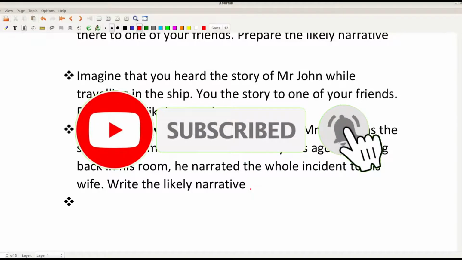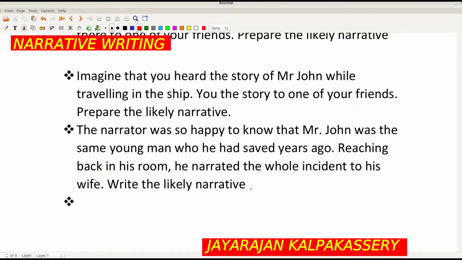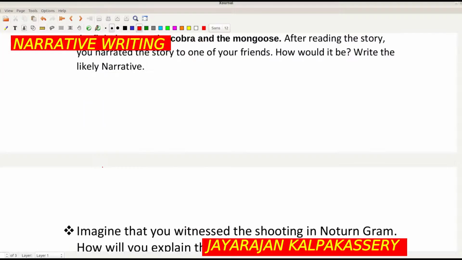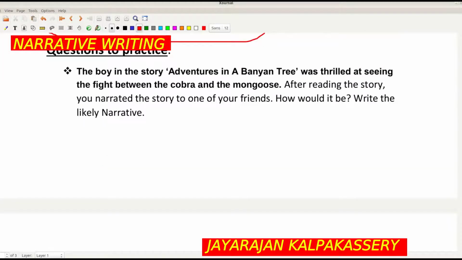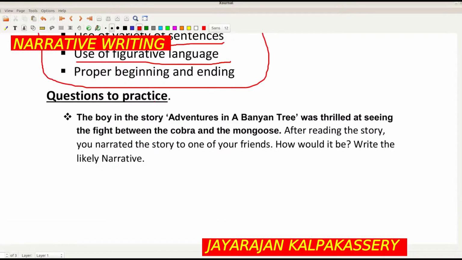So these are the questions to practice. Practice well, write it and refine it and send it to me or send it to your teacher so that you can score good marks.